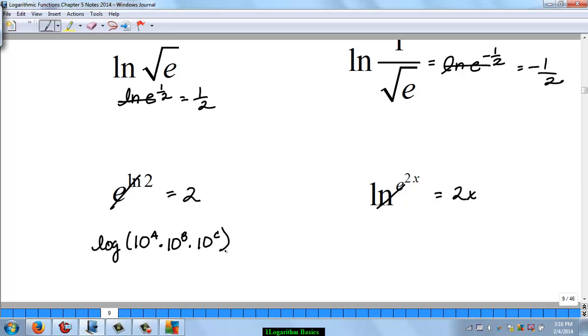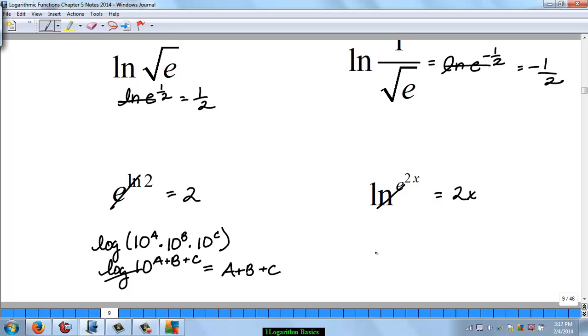Well, if you look at all these, they all have the same base. So if I'm multiplying, what am I going to do with my exponents? I'm going to add them. So I really have log base 10 to the a plus b plus c. Now, is log next to 10? You betcha. The answer is just a plus b plus c.